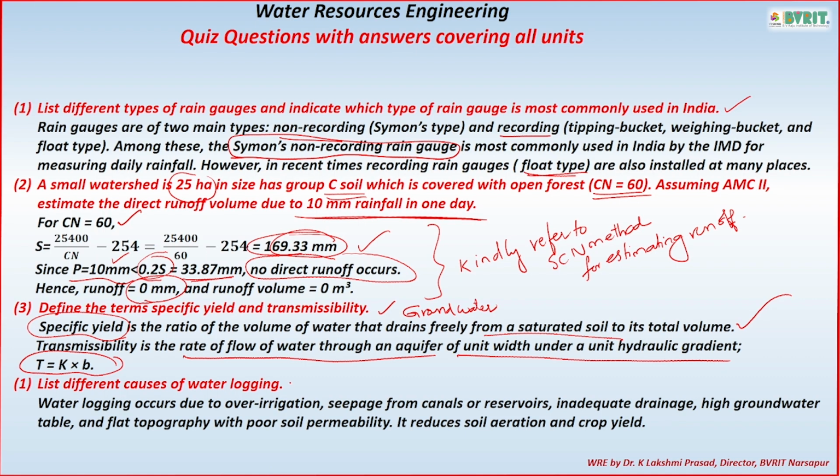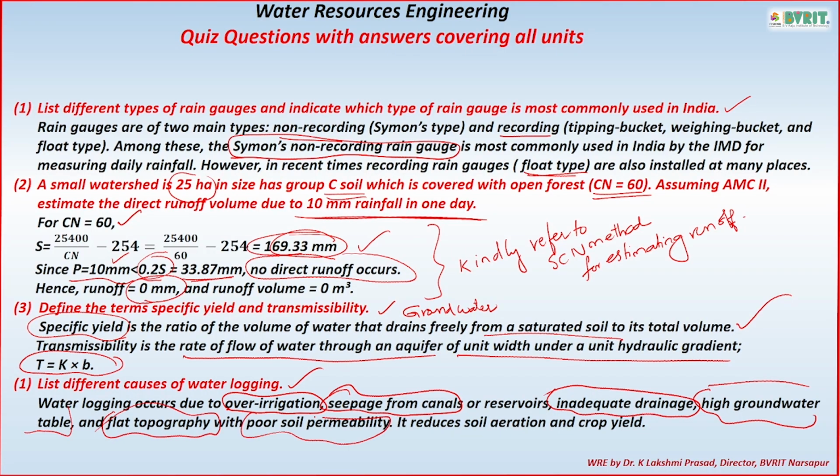List different causes of waterlogging. What are the various causes of waterlogging? Why does waterlogging occur? Number one is over irrigation. Number two, seepage from canals. Number three, inadequate drainage. Number four, high groundwater table. Number five, flat topography. The last one is poor soil permeability. So there are 6 causes for waterlogging.